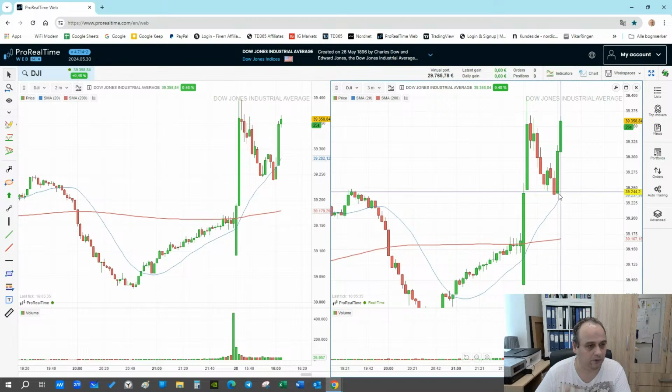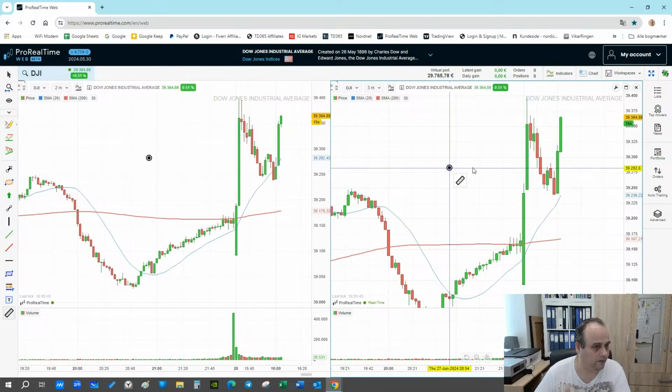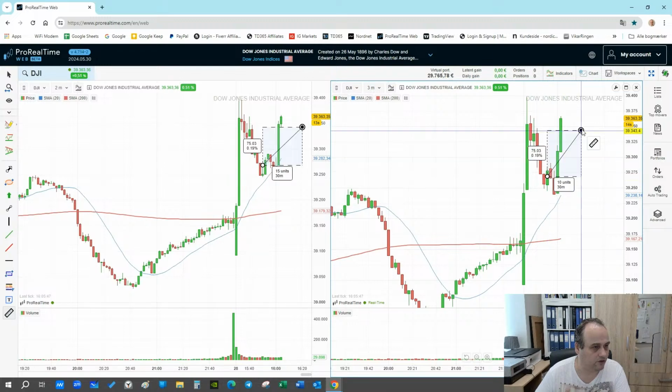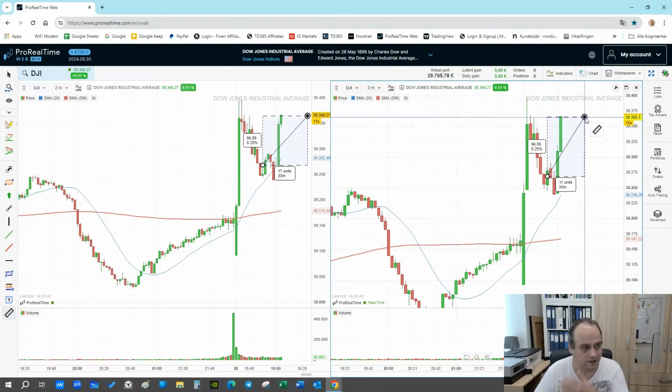But then I would re-enter here. As soon as this red bar gets taken out, I would re-enter because now it's very close to the 20 moving average. And now, as you can see, the second trade would have been up 96 points. So, well, yeah, I could have made 96 points more than the 53 I did.